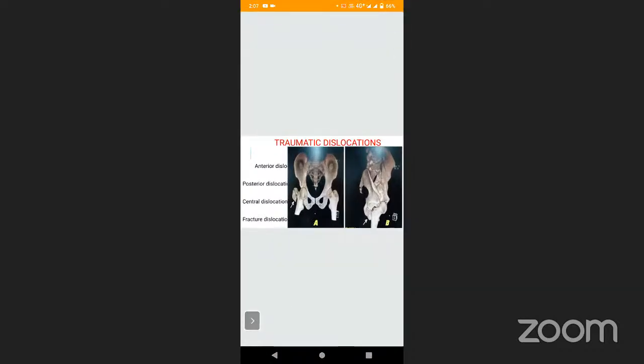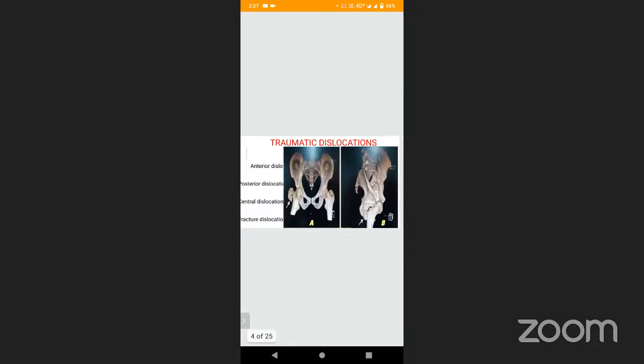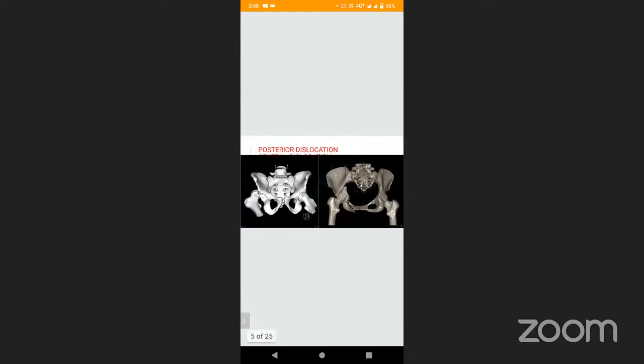There is another variety of dislocation, fracture dislocation. Here, not only is the dislocation present, but either the acetabulum or the head of the femur is fractured. That type of dislocation is called fracture dislocation. In this picture, you can see a posterior dislocation. Here the head of the femur is dislocated posteriorly. In the same figure, you can see a central dislocation also. Compare with the other side: the head of the femur is dislocated into the pelvic cavity. The second picture is central dislocation. The first picture is posterior dislocation of the femur.